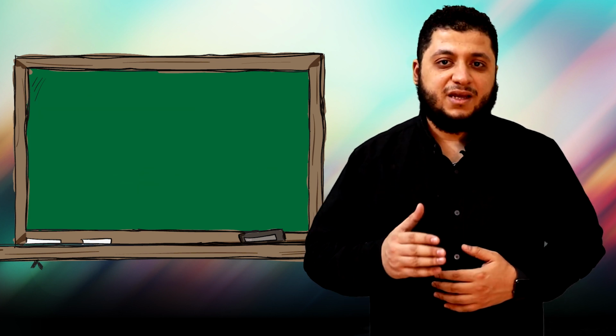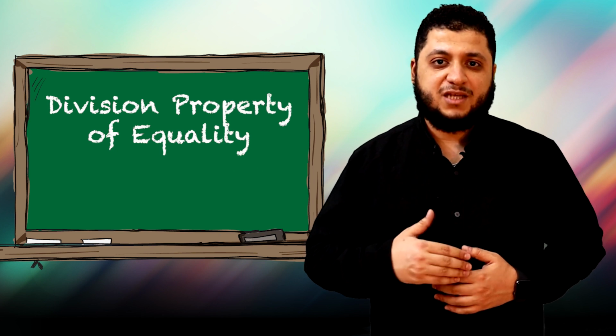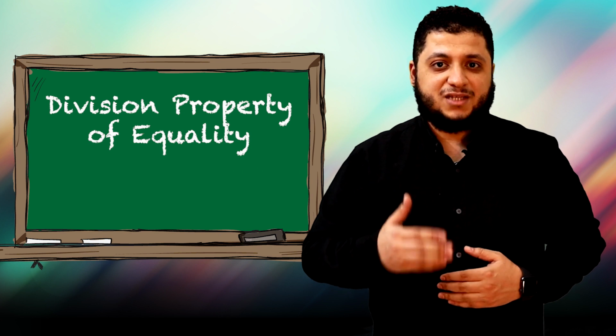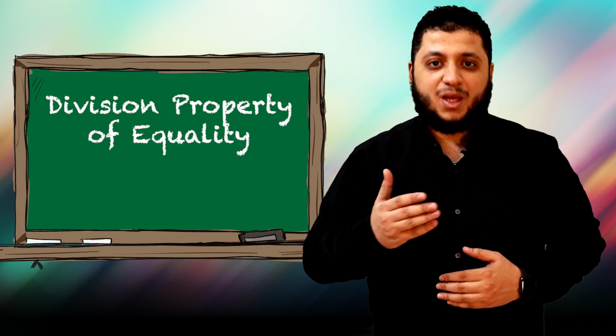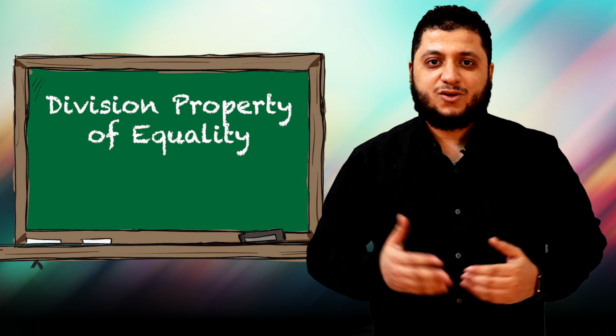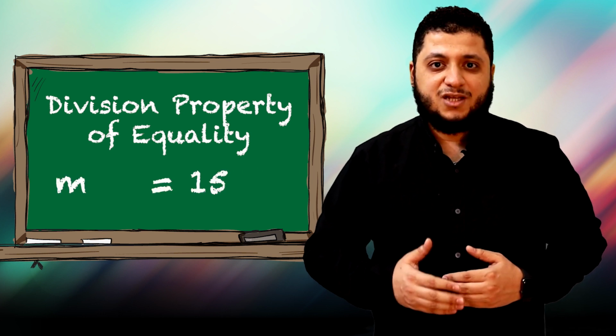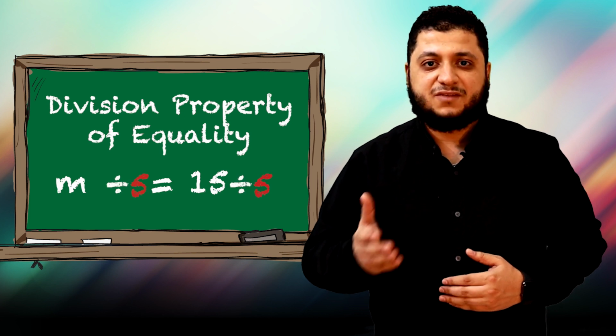And also division is the inverse operation of multiplication, and division is a repeated subtraction. So we can divide both sides of the equation by the same number, the same amount. And this is called the division property of equality. For example, m equals 15, so m divided by 5 equals 15 divided by 5.